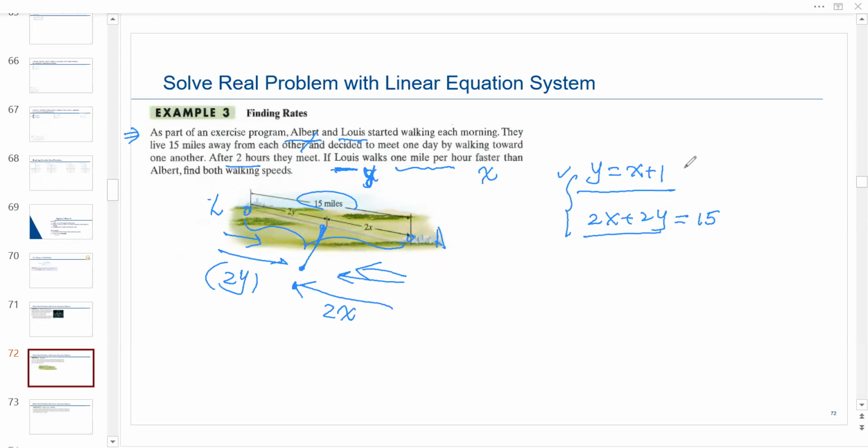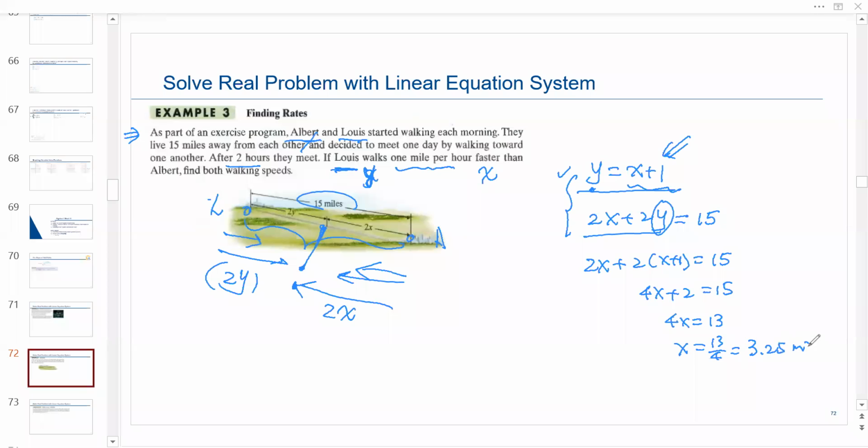Okay, a quick way is the substitution method, since y equals something there. So we can substitute this one in here. So 2x plus 2 times (x plus 1) equals 15. So you get 4x plus 2 equals 15. So 4x equals 13. X equals 13 over 4. You can also write this as 3.25 miles per hour.